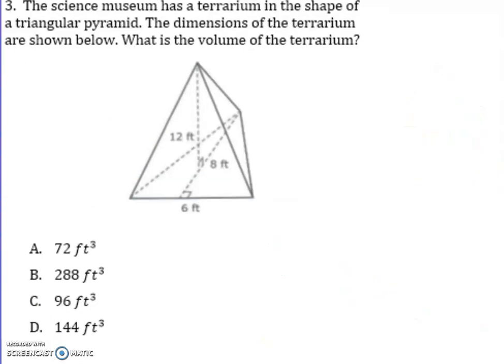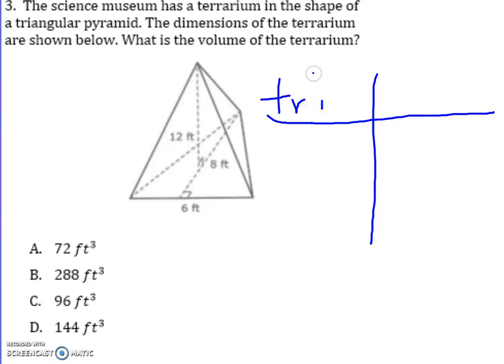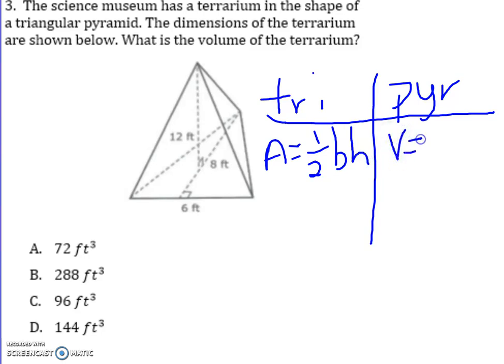Okay, on number 3, it says the Science Museum has a terrarium in the shape of a triangular pyramid. The dimensions of the terrarium are shown below. What is the volume of the terrarium? So we are going to do a T-chart. We're going to have triangle, and we're going to have pyramid. So area equals 1/2 base times height. Pyramid is volume equals 1/3 big B times height. So on the triangle, we have 1/2 times 8 times 6.